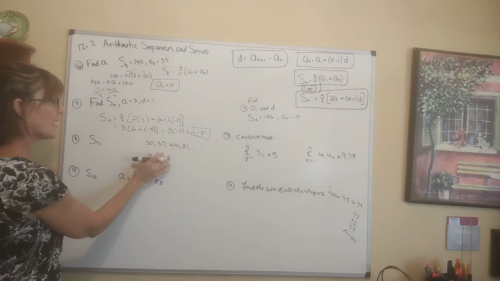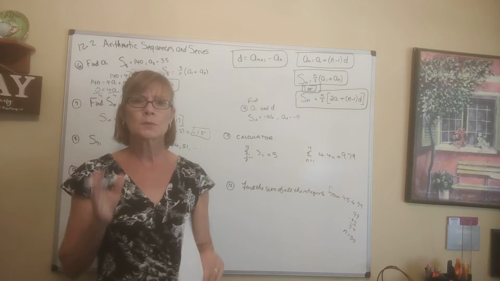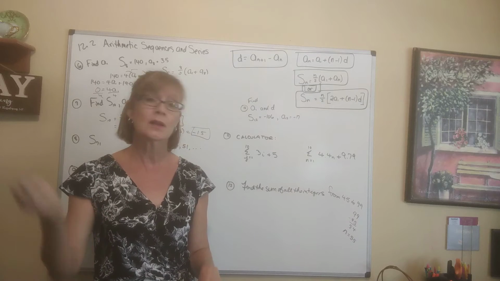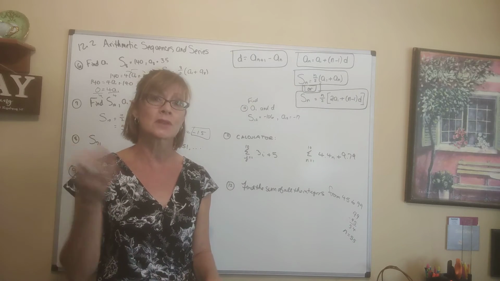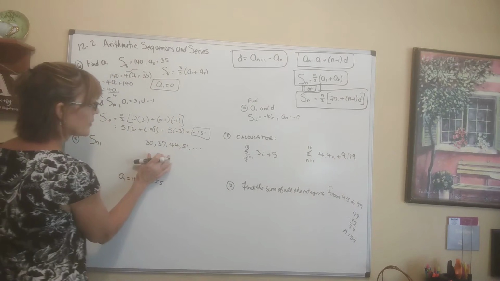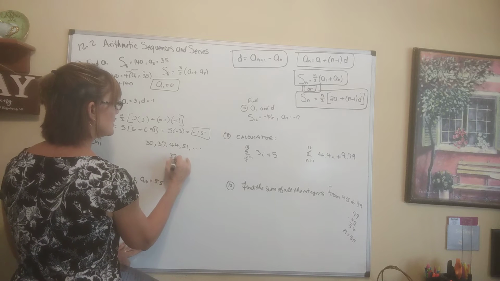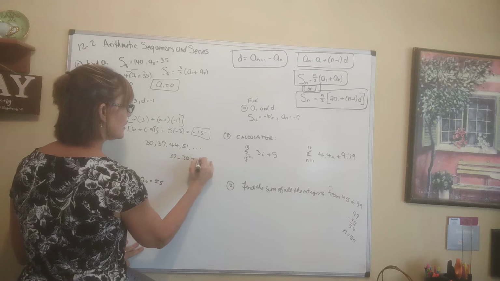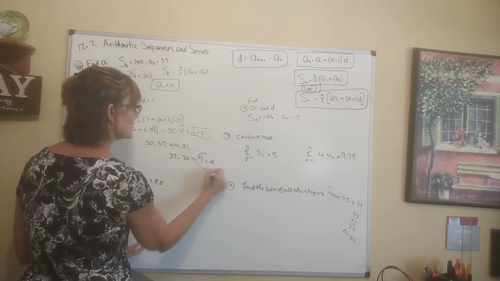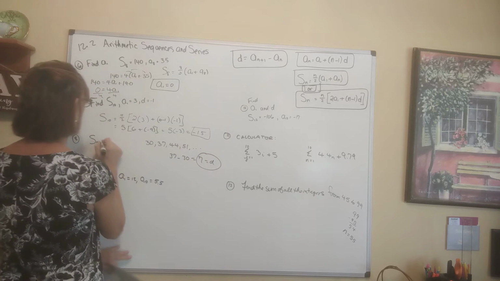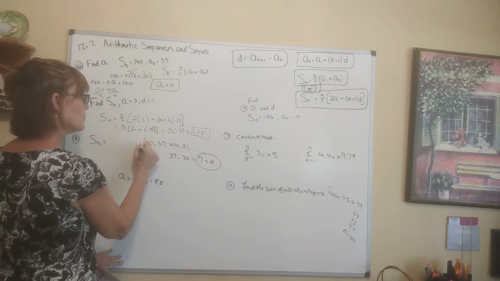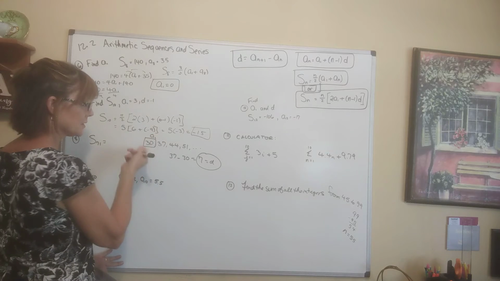I'm going to use the fact that they gave me two terms side by side to calculate D real quick, because I know it's an arithmetic sequence and there's a common difference. If I pull out 37 and I subtract the term in front of him, 30, I get that this is what D is. So I know D, and I know A sub 1. This is A sub 1. It's the first thing that popped up.